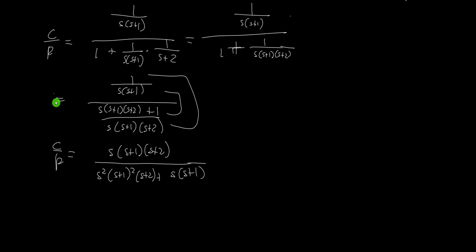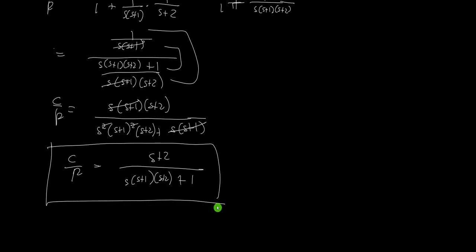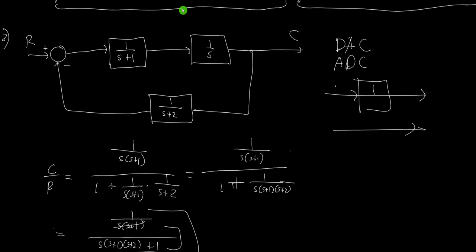Or we can cancel out. Actually, we can cancel out S and S plus 1. We can do that, S and S plus 1. So C over R will just be equal to S plus 2 over S times S plus 1 times S plus 2, and another S plus 1 here, plus 1. So this will be the transfer function now of this one.